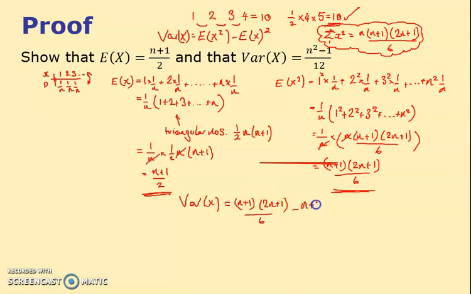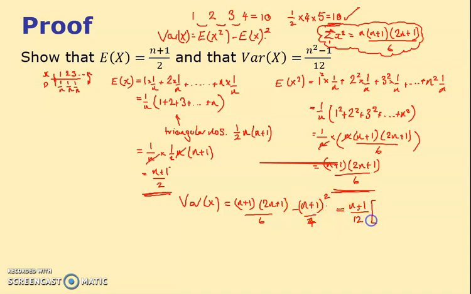Minus m plus 1 over 2, but it's got to be squared. So squared and over 4 when I do that. So if I try to do this, probably the best thing is to take out a common factor of a 12th, because 6 and 4 both go into 12. And also, I think I can take m plus 1 out as a common factor.